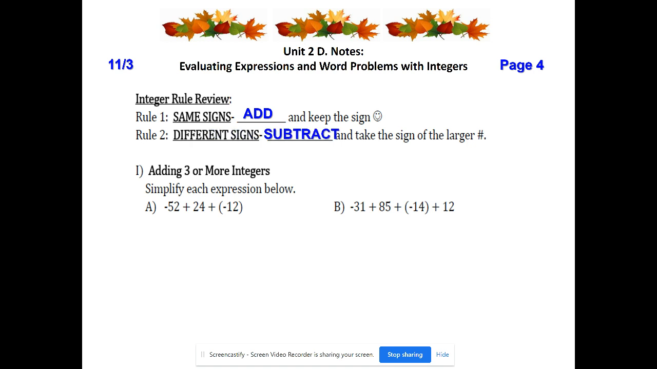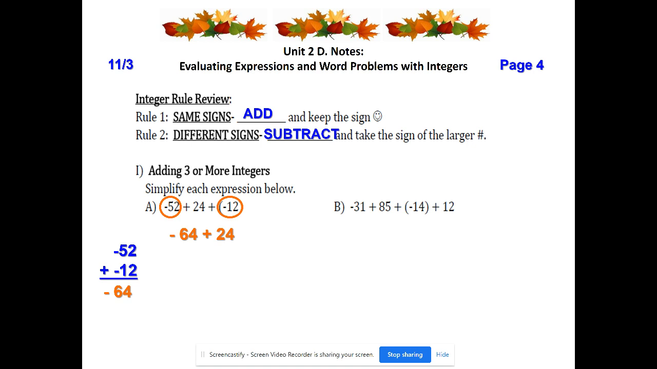So now, we want to be adding 3 or more integers. So we have our first example, negative 52 plus 24 plus a negative 12. So the first thing that I want to do is circle any negative numbers, any numbers that are the same type of number. And negative 52 and negative 12 are both negative. So when I have two negative numbers and I'm adding, I add them together and keep their sign. So negative 52 and negative 12 is going to be negative 64. And then I just bring down the rest of the problem, the plus 24.